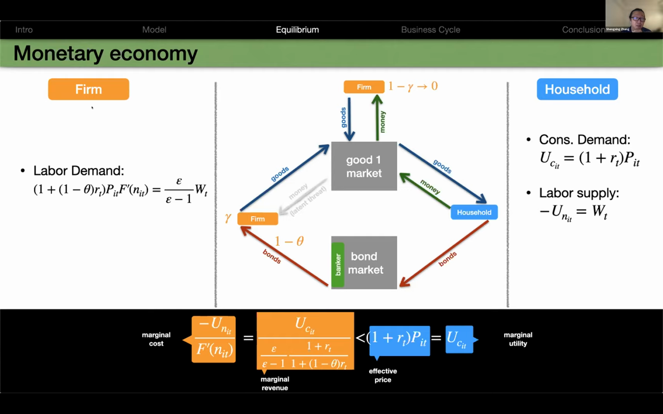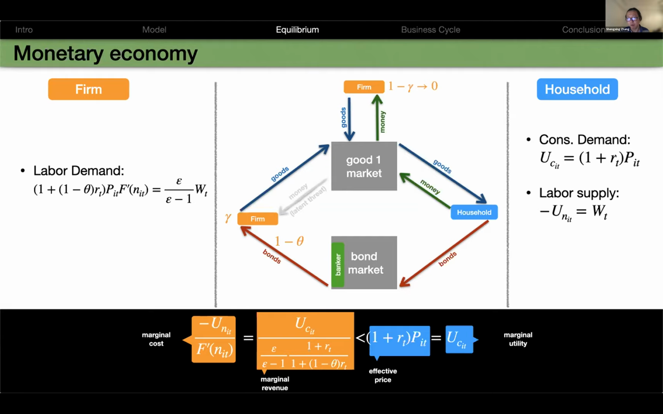So by looking at the labor demand, labor supply, and consumption demand. From the firm side, we get this equation that summarizes the labor demand, which says the marginal return from hiring the worker is equal to the marginal cost of hiring times the product market markup. Then on the household side, there's consumption demand and labor supply. The key is that in the consumption demand, because the consumption is a date one consumption of stage one, the shadow value of relaxing the stage one budget constraint, one plus R_T, shows up there.